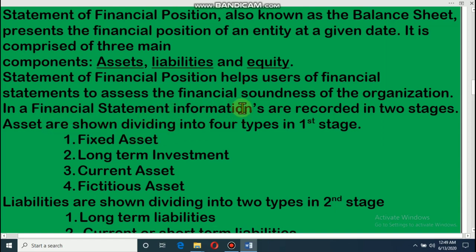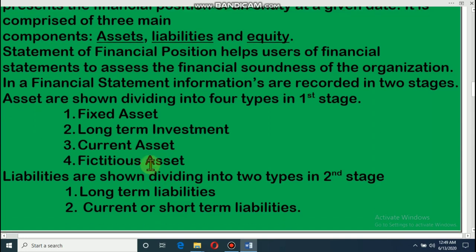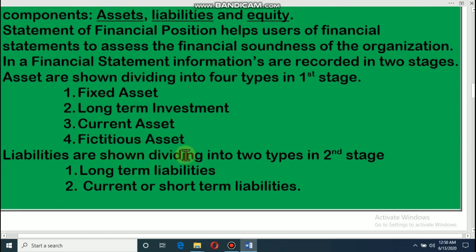In a financial statement, information is recorded in two stages. Assets are shown divided into four types in the first stage. That means in the financial statement, all assets are shown in the first stage, and in this stage we write fixed asset, long-term investment, current asset, and fictitious asset. That means you can say there are four types of asset: fixed asset, long-term investment, current asset and fictitious asset. And liabilities are shown divided into two types in the second stage. Dear student, the two types of liabilities are long-term liabilities and current or short-term liabilities.